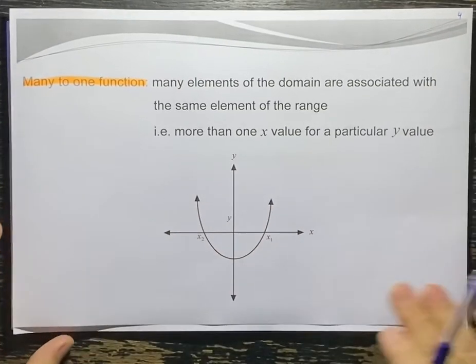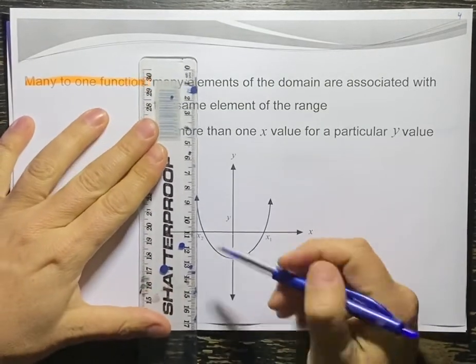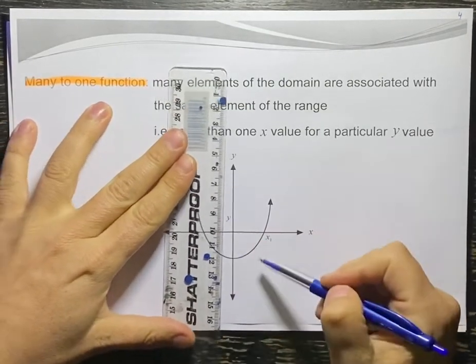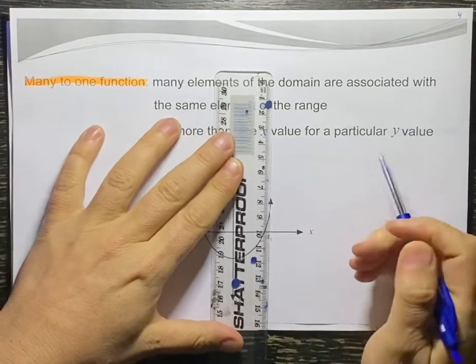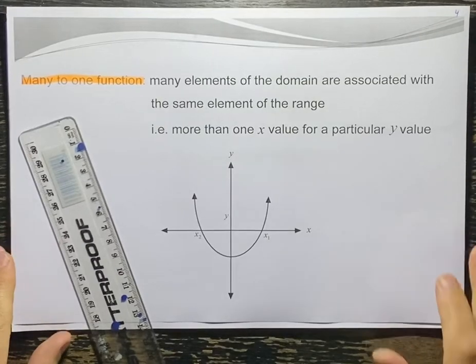First of all, I'm just going to see if this is a function. Get the vertical line and we just go across. And you can see that it's cutting the graph only once. This is a function, but it is a many-to-one function.